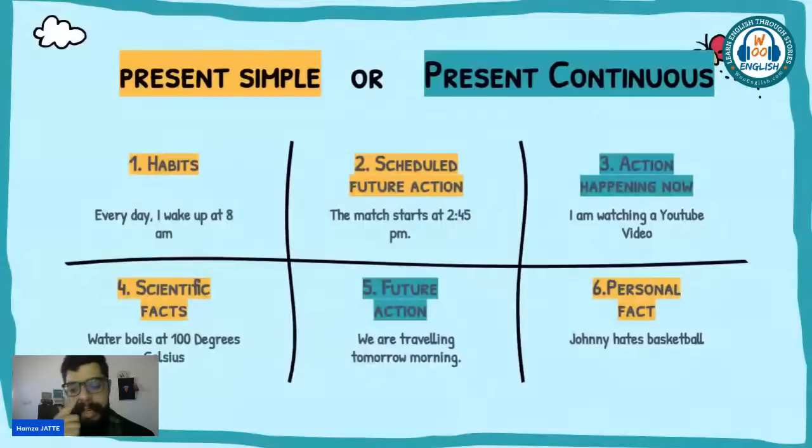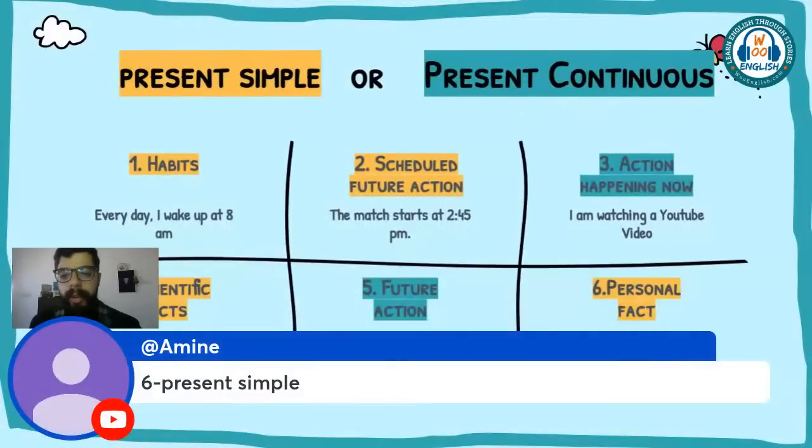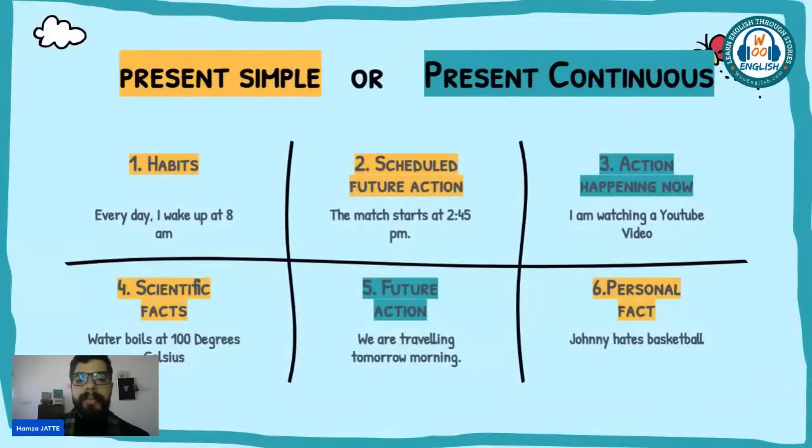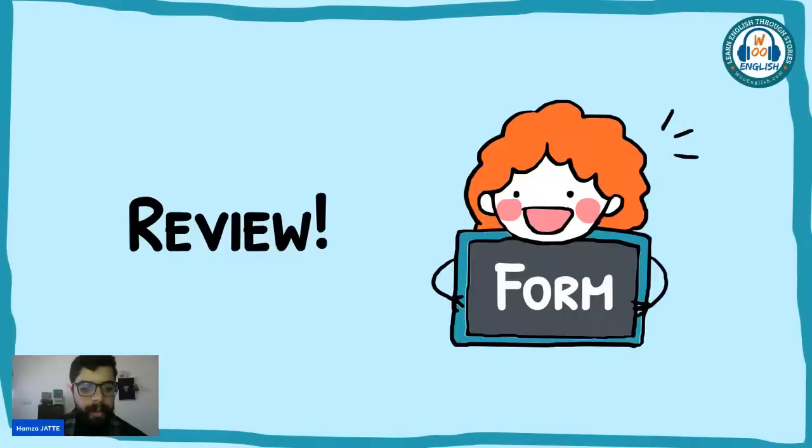Indeed, Amin. Yes, absolutely, you are correct. So, we use the present simple for personal facts. For instance, Johnny hates basketball. Johnny hates basketball. All right. Okay, that was it for the use of the present simple and the present continuous.